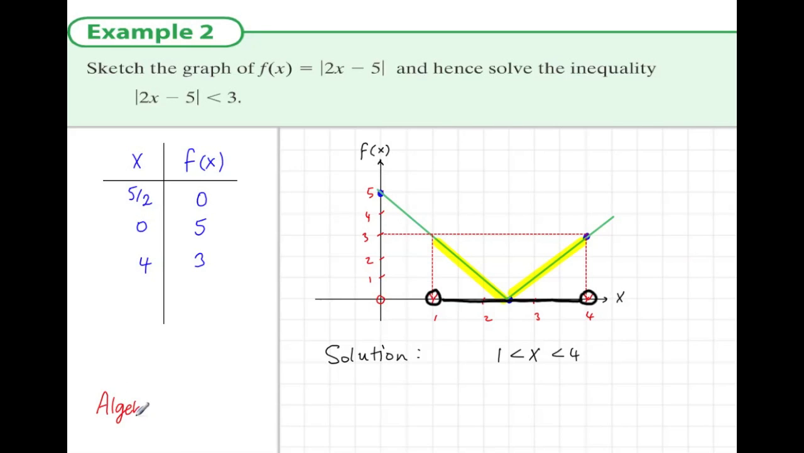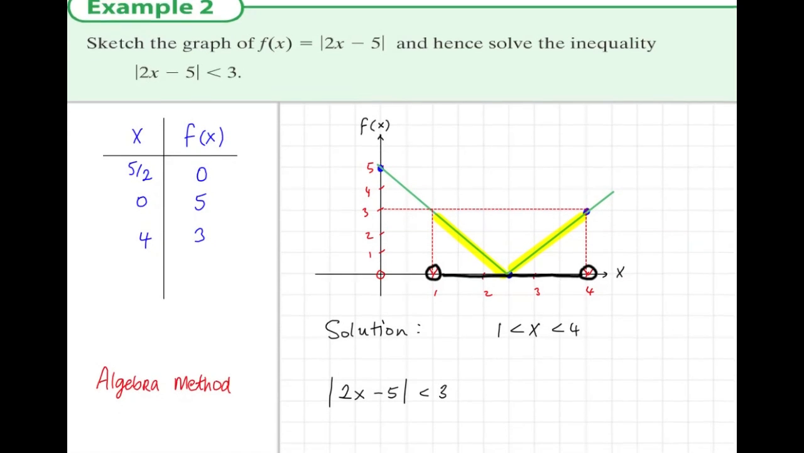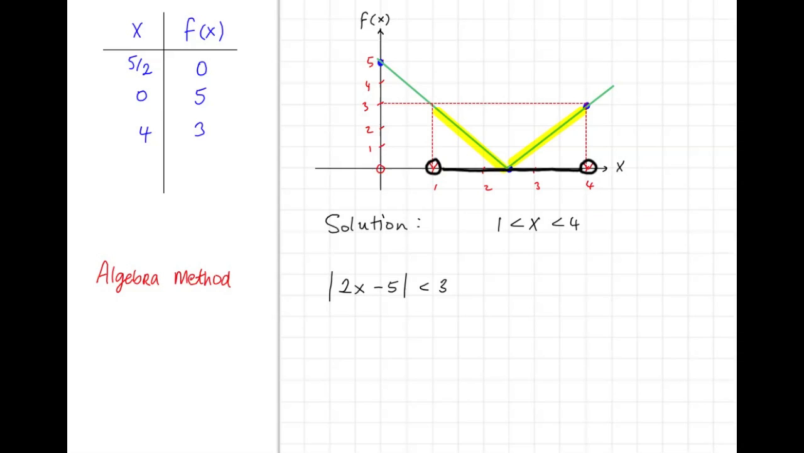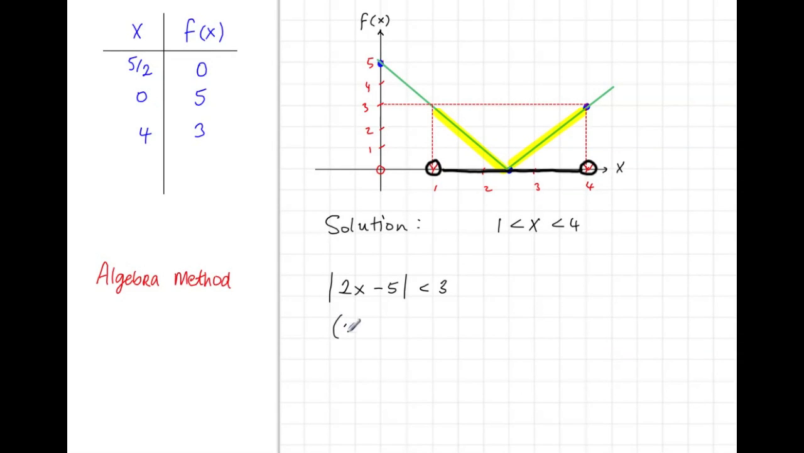Now you could solve this using the algebraic method as well. The algebraic method, when dealing with an inequality, would be that you square both sides. So this would get rid of the issue of whether one side was positive or negative. So you have the absolute value of 2x minus 5 is less than 3. Now this would still be true if you square both sides. It doesn't change the inequality.